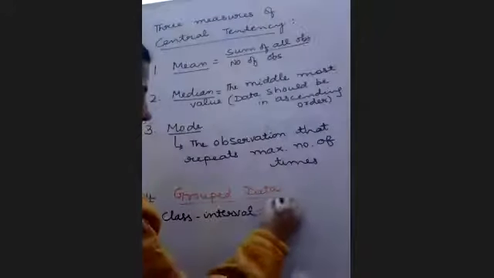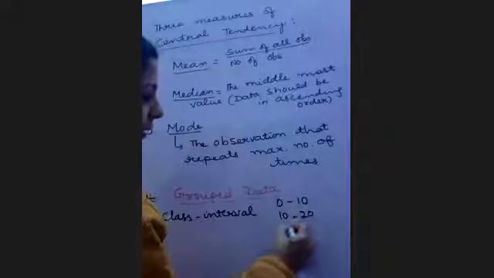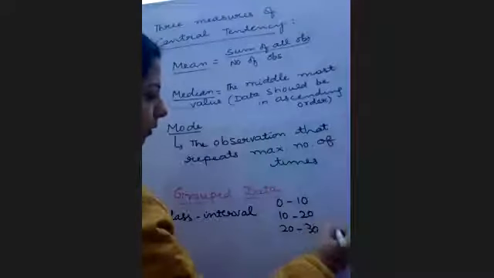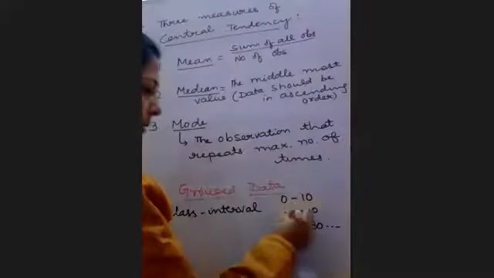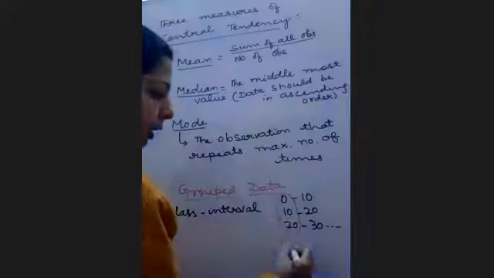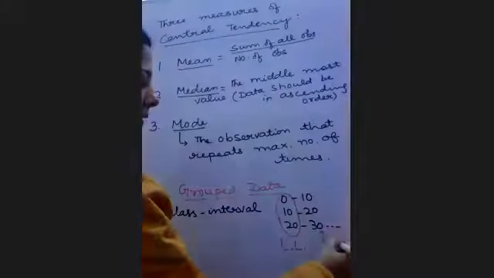We know that? Yes, ma'am. Like 10 to 20, 20 to 30, and so on. All right. Clear? Now, in this class interval, all these are known as lower limits, and the other ones are known as upper limits.